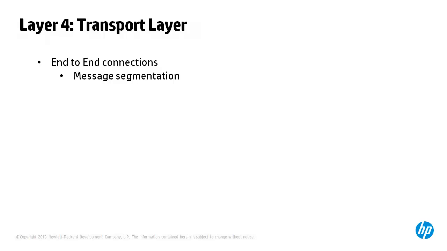This layer performs message segmentation, where it accepts a message from the higher layers, in other words, the session layer above it, splits the message into smaller units if they're not small enough already, and passes the smaller units down to the network layer for sending. The transport layer at the receiver will reassemble the message.